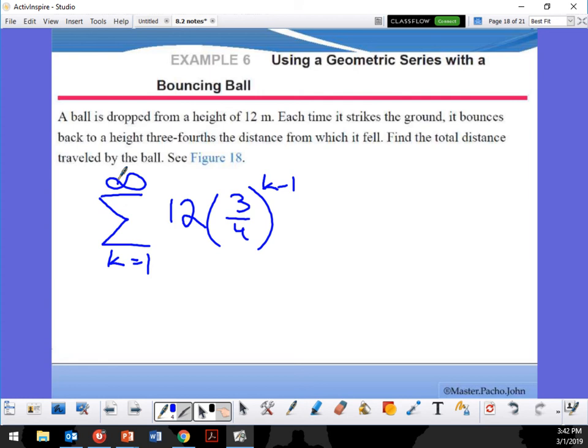All right, is my R less than 1? Yeah. So R is less than 1, so that means this has got to be convergent. What is my A value? 12. So that's going to give me 12 over 1 minus 3/4. What is the common denominator? 4. So I'm going to get 48 over 4 minus 3, which is 1. Since I'm talking about the total distance traveled, it's going to be 48 what? Meters.